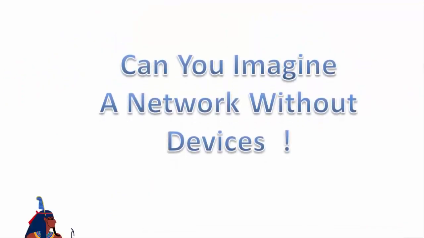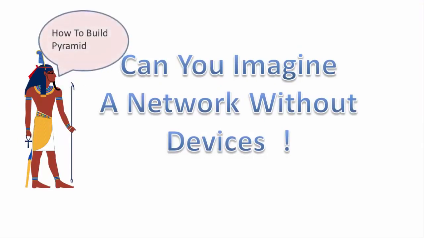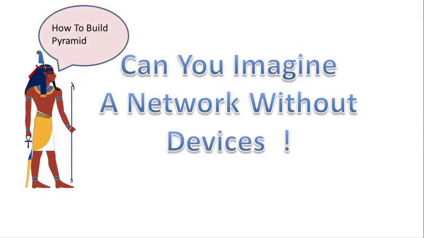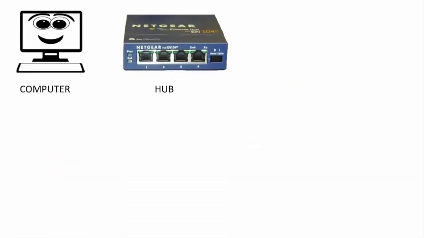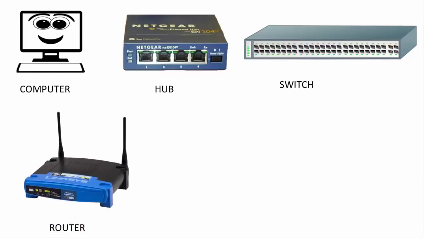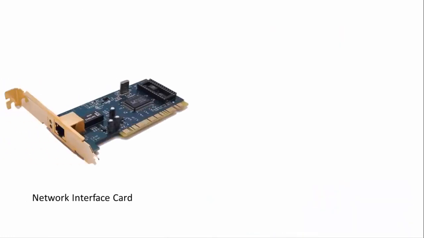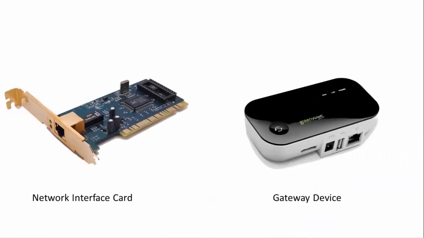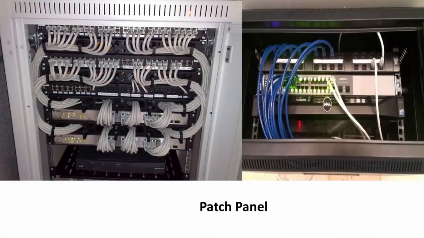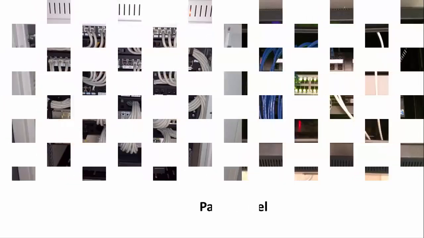Now, as we know, we can't imagine a network without devices. Even in the ancient world, a lot of devices and a network were used to create pyramids. In the modern world, these are some of the few network devices, such as computer, hub, switch. You have generally seen these network devices around your home: a router, modem, firewall, network interface card, a gateway device, and the other is patch panel. More than these devices are used in the corporate world.